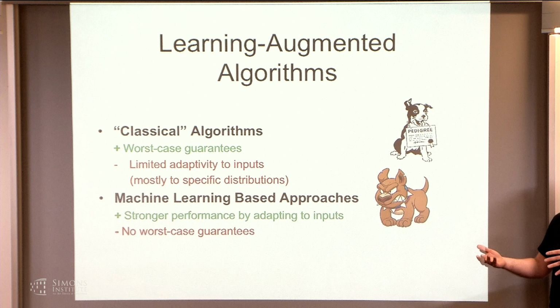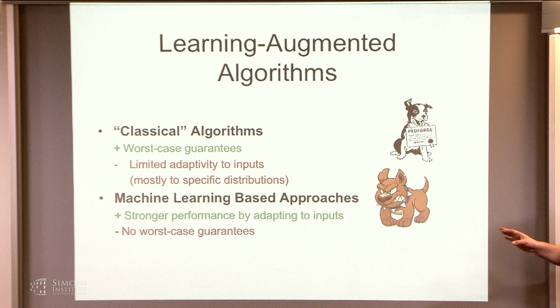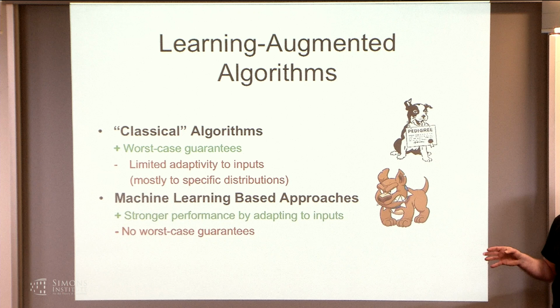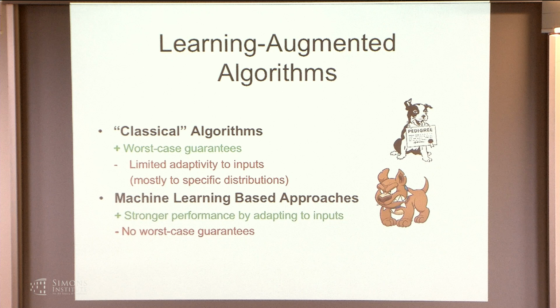But unfortunately, typically, you don't have a very good control over what this algorithm does, right? So you often don't get worst-case guarantees. The algorithm can just output some very strange things. So you get a very nice algorithm, but you don't quite get control over what this algorithm does, okay? So this is something potentially to worry about.